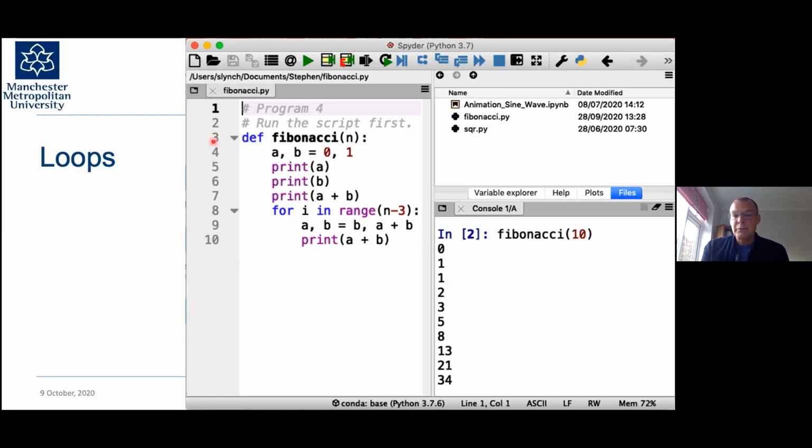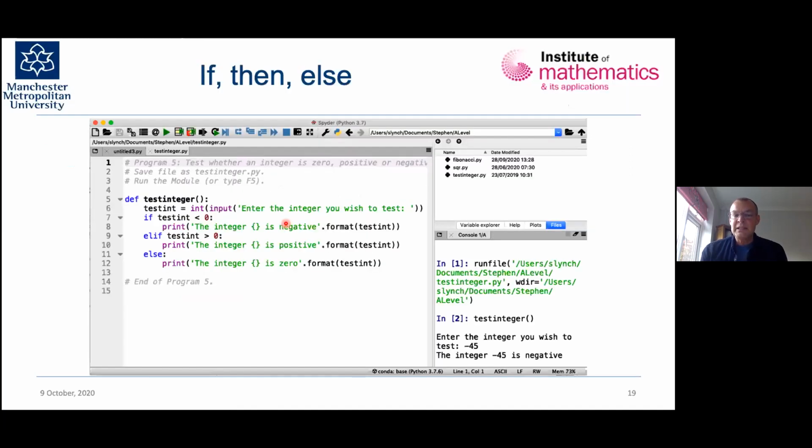So we now know how to define functions. We know how to construct for loops. And then finally, we need this if, then, else. And believe it or not, with these 3 constructs, you can write any program. So how does the if, then, else work?